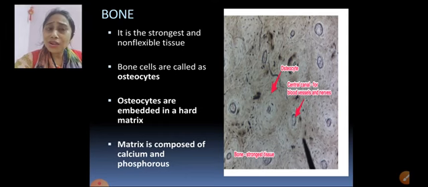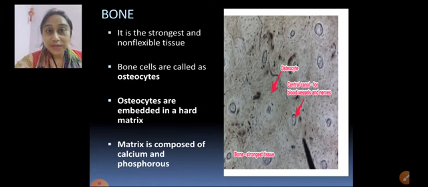See, this is the strongest and a non-flexible tissue, I already told you, right? It's the strongest of all the animal tissues and it's not flexible. The bone cells are called osteocytes. Remember, osteocytes. C-Y-T-E-S, cytes means cells. Always remember, students, any word you find with cytes, that means cells. And if they are bone cells, we call them osteocytes.